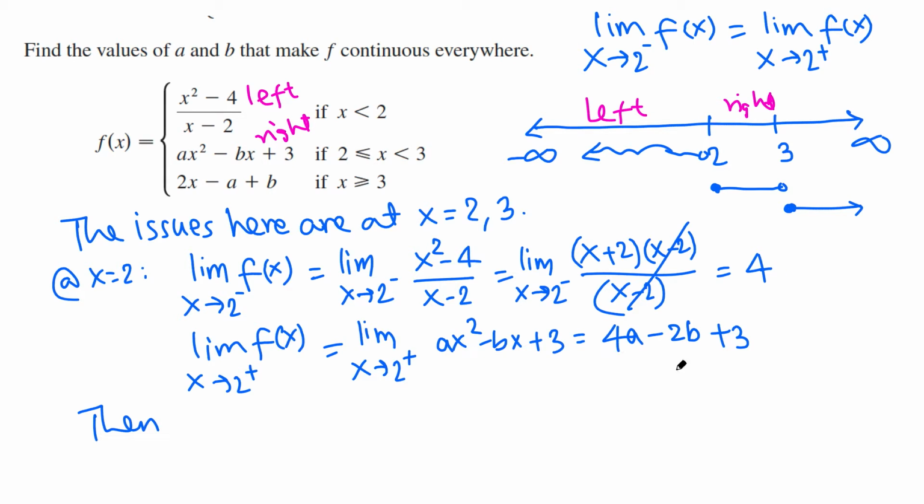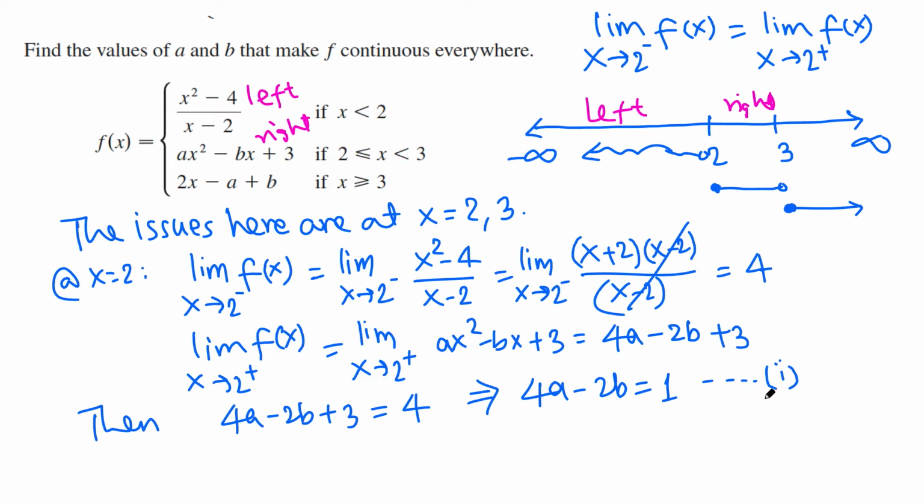Then this right hand limit, let me write this first. 4a minus 2b plus 3 should equal 4. From this we cannot determine a and b because there is only one equation, but let me subtract 3 from both sides and I get a nice equation, 4a minus 2b equals 1. For future reference I'm going to write 1.